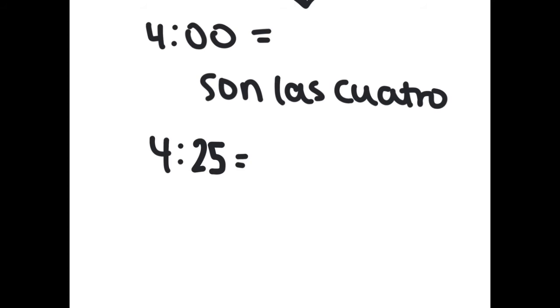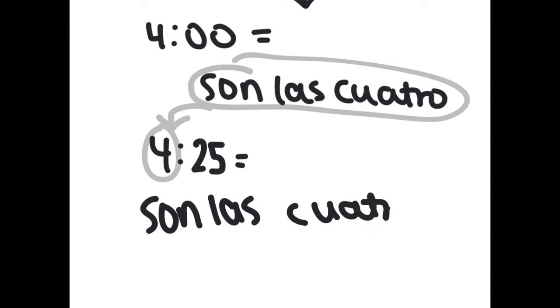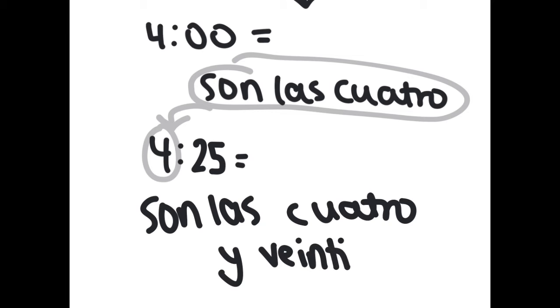So 4:25 is the same thing. You keep the son las cuatro to indicate the hour, but then you also have to add another part to indicate the minutes. So first it would be son las cuatro, but then you add y 25 for the minutes. So if you're trying to say 4:25, it's son las cuatro, as that indicates the hour, and y 25 indicates the 25 minutes.